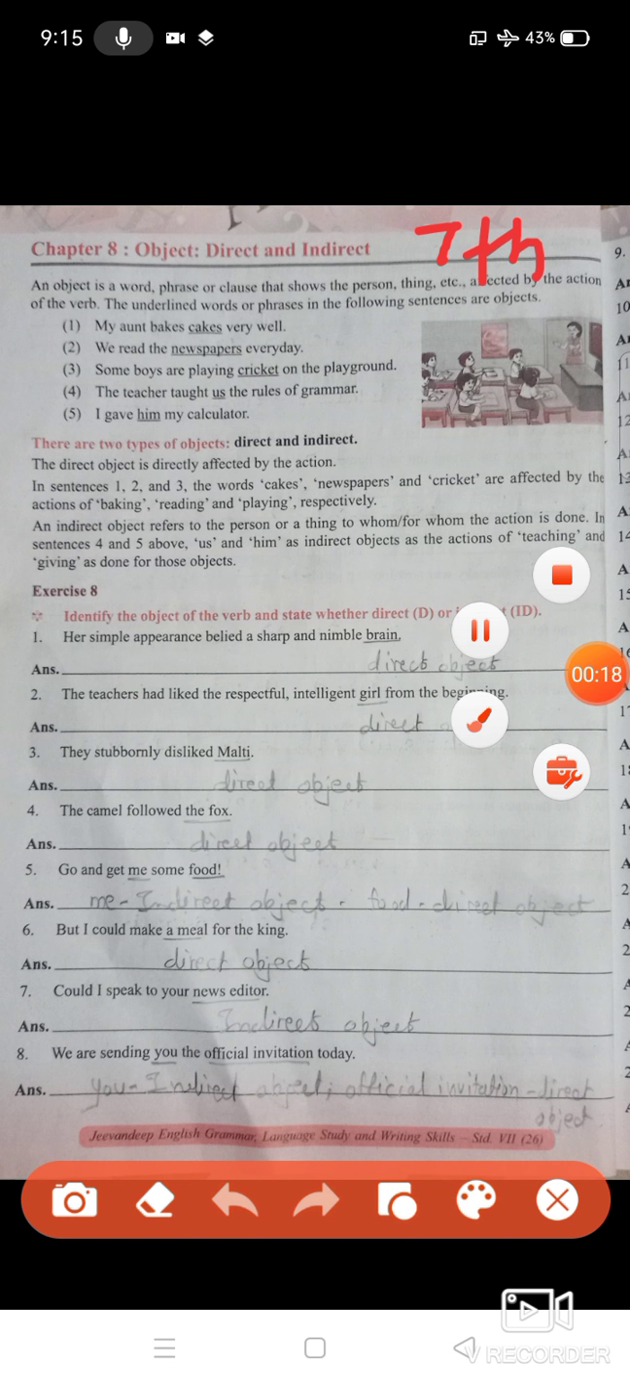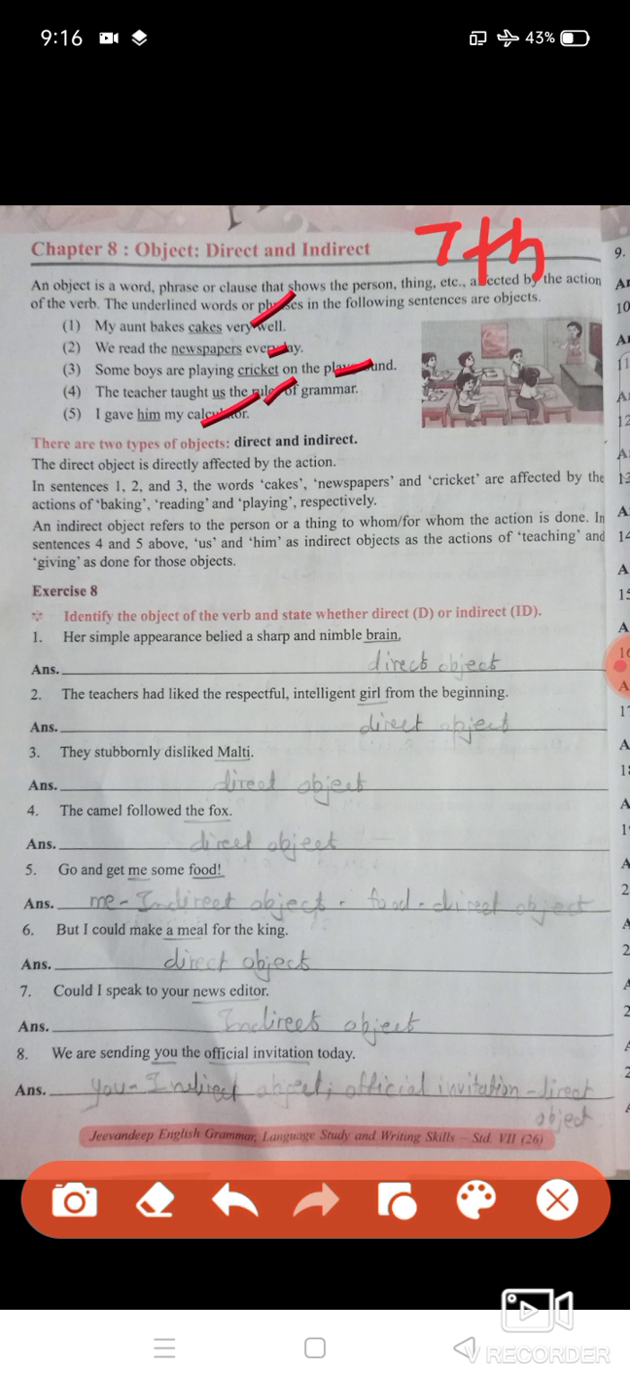So look here, an object is a word, phrase or clause that shows the person, things, etc. affected by the action of a verb. These are the underlined words or phrases in the following sentences. So you are going to look for the action word, students. Whatever sentences are written here, cake, newspaper, cricket, him, these are the objects, students, right? So we are going to look at direct and indirect objects.